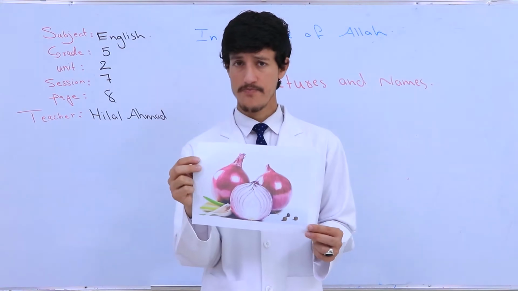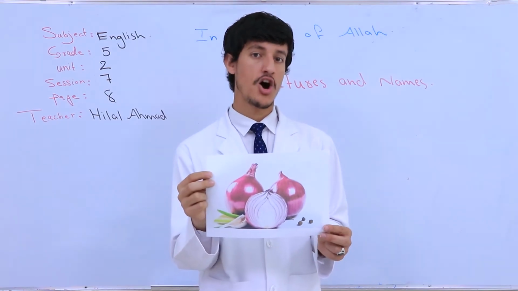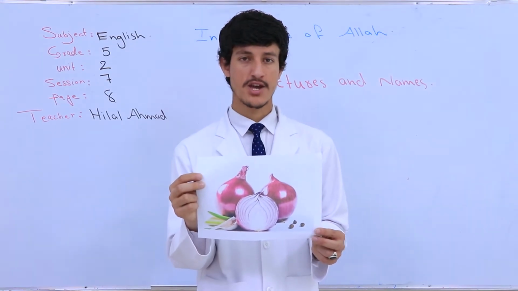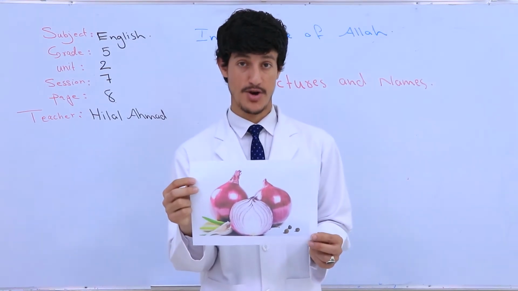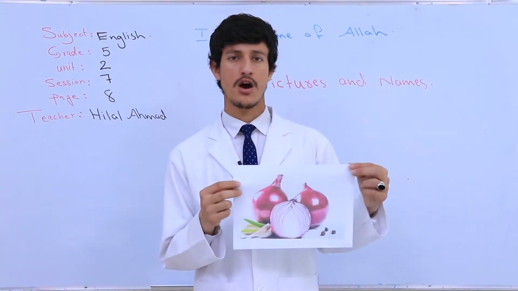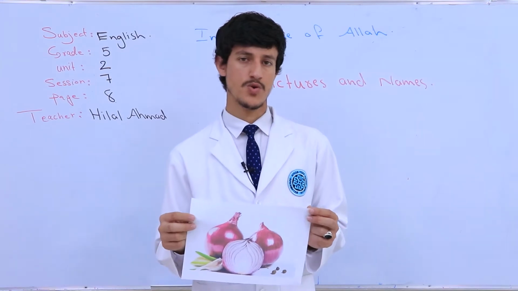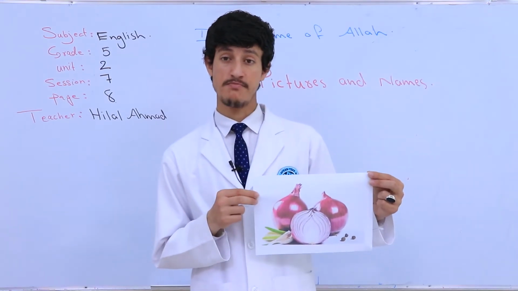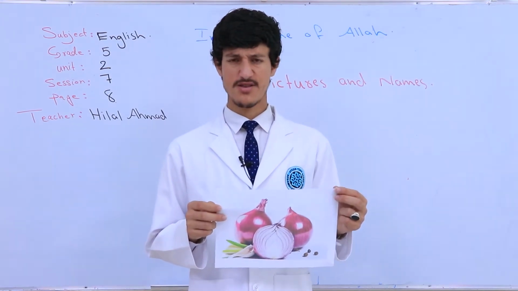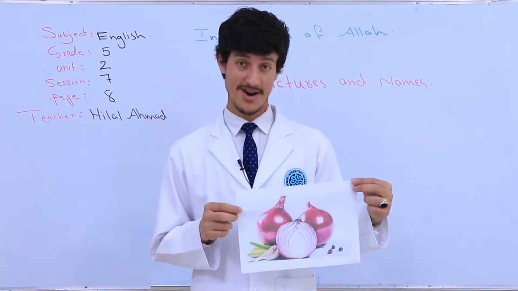Onion. What? Onion. I don't like onion in salad. Onion, right? I don't like onion. I don't use onion when I'm cooking rice. Onion, right? Because I don't like onion.